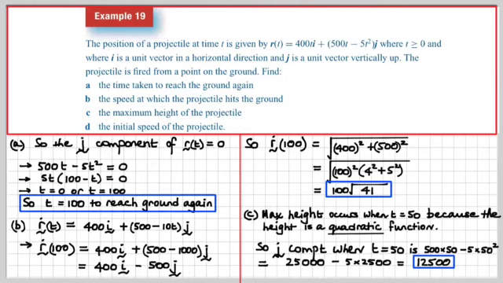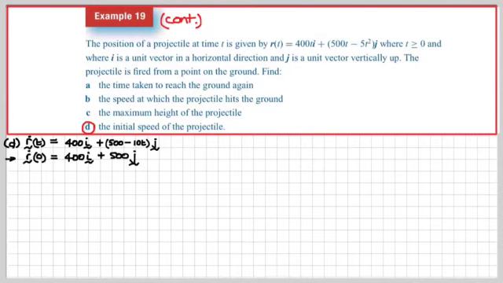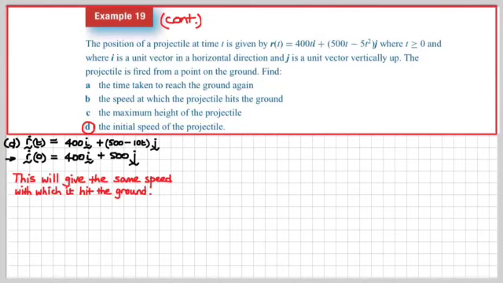The initial speed of the projectile. So there's our velocity vector, and we've got to plug t is 0 into that, and we get that, and therefore it's going to be, oh yes, look, that's very interesting. It gives us the same speed as we got when it actually hit the ground at t equals 100 seconds. That's what we got before, but in this case it would be 400i going up plus 500j.